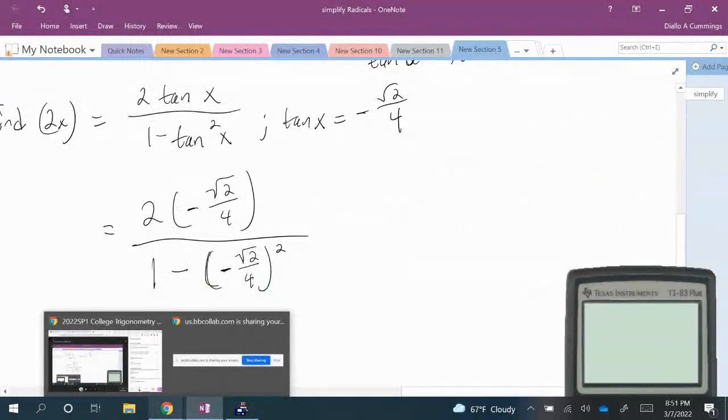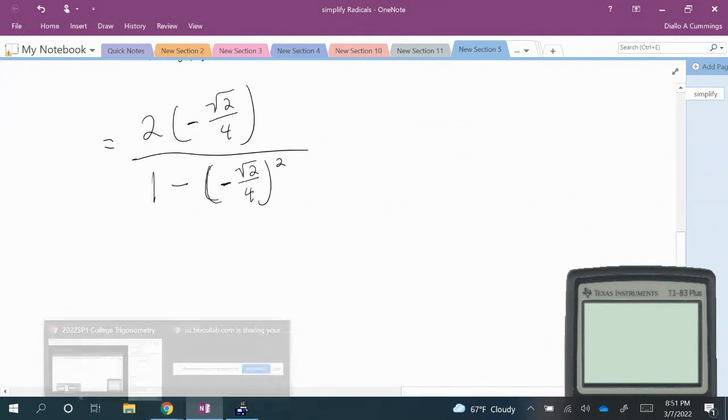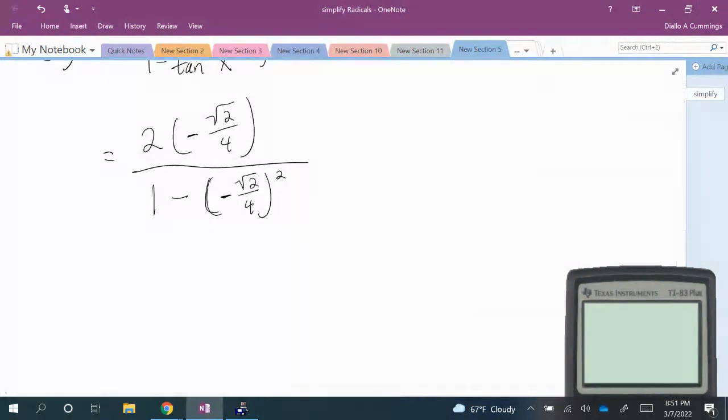All right, let's take a look at the solution. In the numerator, when we multiply 2 times negative square root of 2 over 4, first off, a positive times a negative is a negative. The 2 and the 4 are going to reduce down. So in the numerator, I have negative square root of 2 over 2.